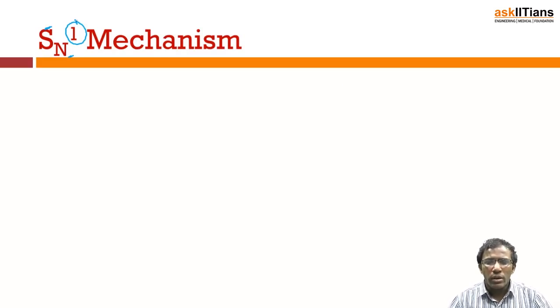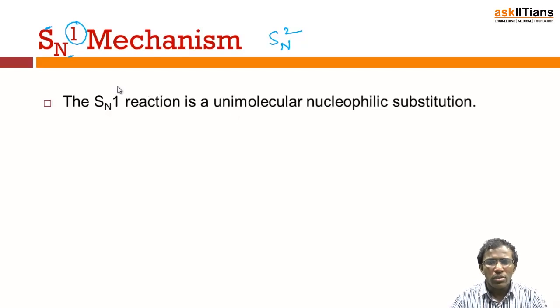right? In SN1 and SN2, both are nucleophilic substitutions, but here it is 1 and here it is 2. So what is this 1 and 2? Let's know about it. One kind of mechanism is the SN1 mechanism, where the SN1 reaction is a unimolecular nucleophilic substitution reaction.